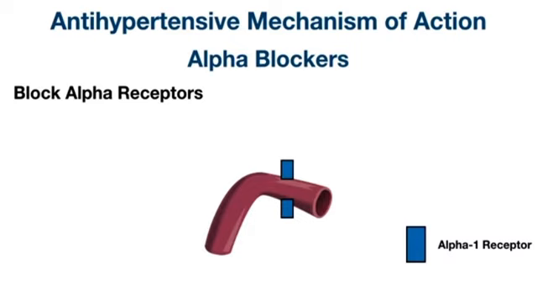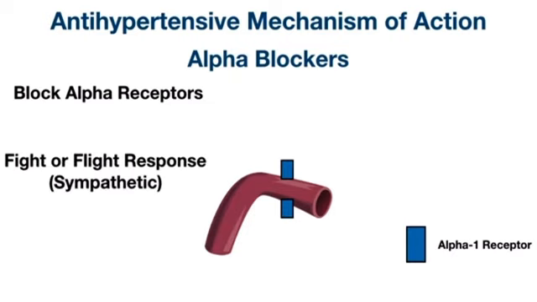Alpha receptors are a type of adrenergic receptor that play a role in our sympathetic nervous system, which is our fight or flight response when we're in stressful or dangerous situations. One of those responses is to increase blood pressure in order to perfuse our vital tissues and organs. We can do this by activating the alpha-1 receptors on blood vessels.